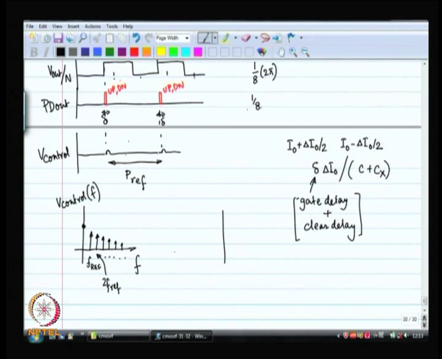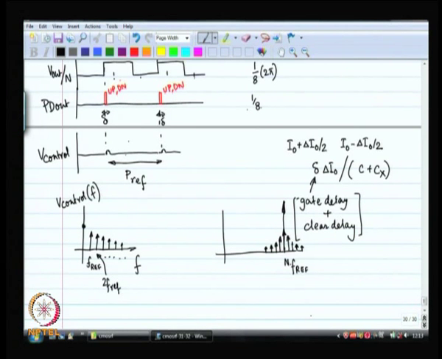So, the output of the VCO will be an impulse at n times F ref, but in addition to the impulse at n times F ref, see, if the control voltage had been a perfect DC, then you would get this as the output. Now, I am saying it is not a perfect DC, it has all of these extra components in it, which means that you are going to get tones corresponding to those extra components around the carrier. Is this clear?